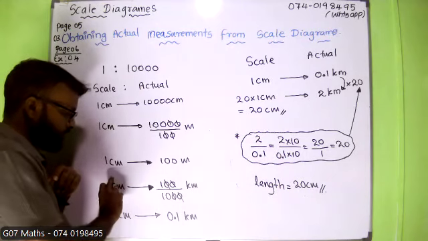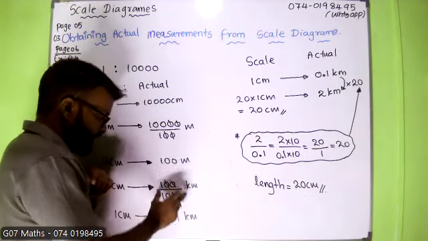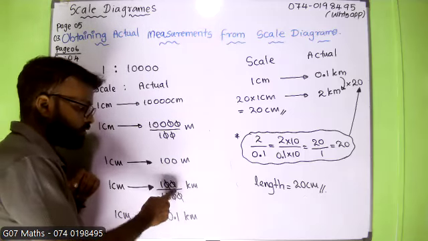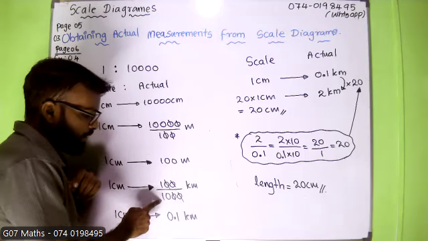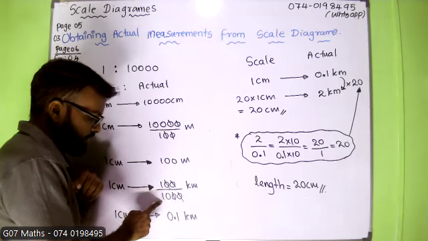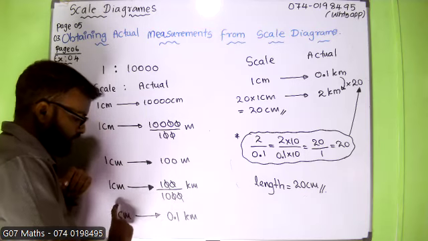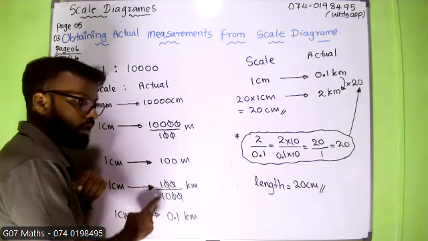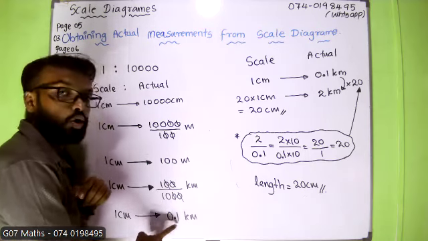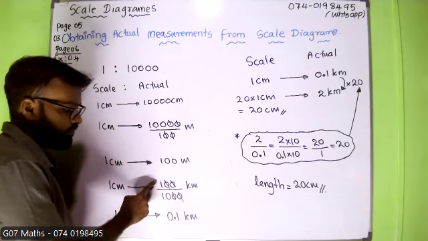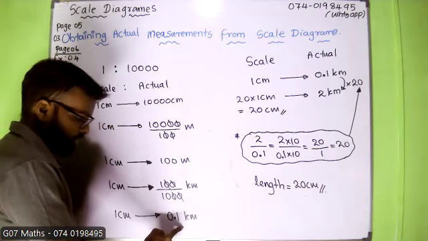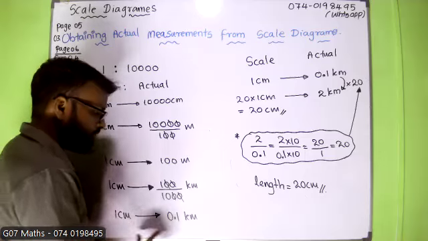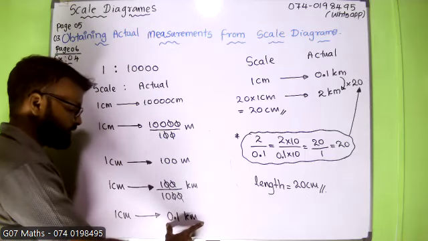Then 1 centimeter represents 100 divided by 1,000. If you simplify, it is 1 divided by 10. So 1 centimeter represents 0.1 kilometers. If you divide 1 by 10, you will get 0.1. So now this is our scale. By using 1 centimeter, we are going to represent 0.1 kilometers.